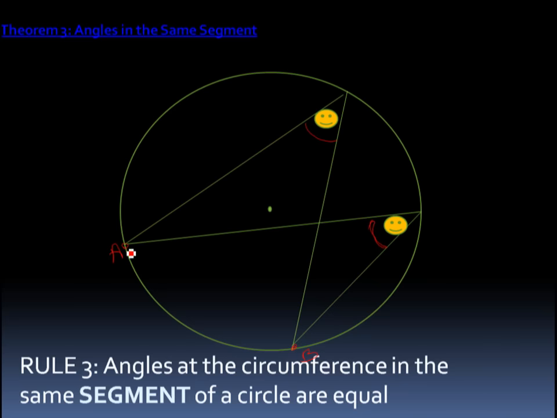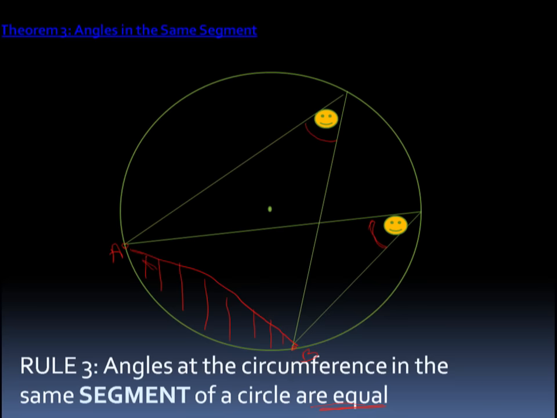Okay, well, we see they're standing on the same segment. Why is that? Because if you draw a chord here, then this chord separates the circle into two segments. This segment here, which is the minor segment, and this segment over here, which is the major segment. So these two angles are in the same segment. And angles in the same segment, according to this theorem, are equal.